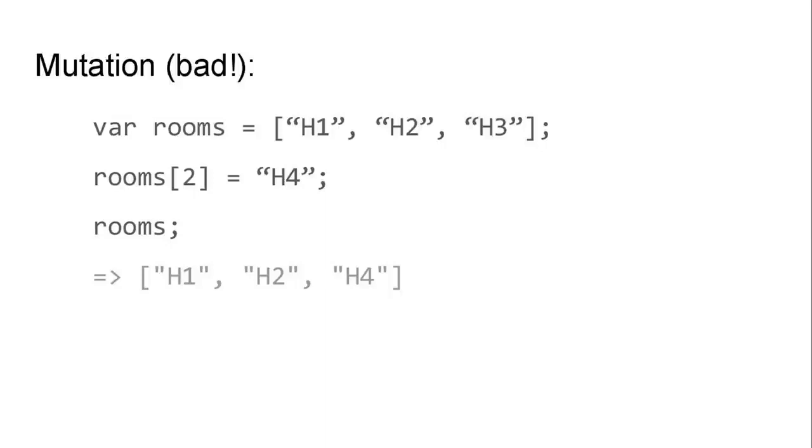And so then rooms has actually changed. We went from h1, h2, h3 to h1, h2, h4. That is still stored in the variable rooms, but we've actually changed something in place. And this is something that functional programming avoids, because this can cause a lot of problems. And this is part of the reason why we get into trouble with these sorts of object-oriented approaches.